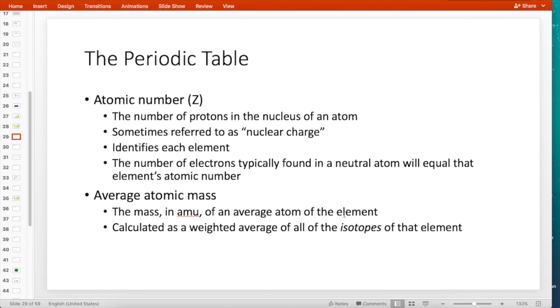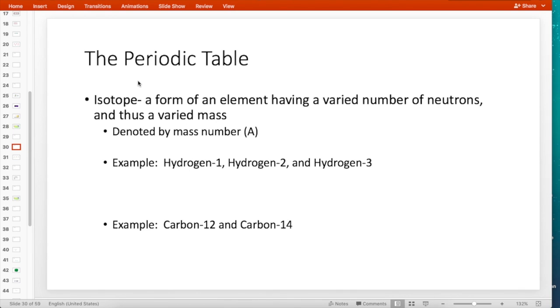This brings up the idea of an isotope. An isotope is a form of an element that has a varied number of neutrons and therefore a varied mass. And we label isotopes with yet a third number that we call the mass number, which is A. The mass number is equal to the number of protons plus the number of neutrons.